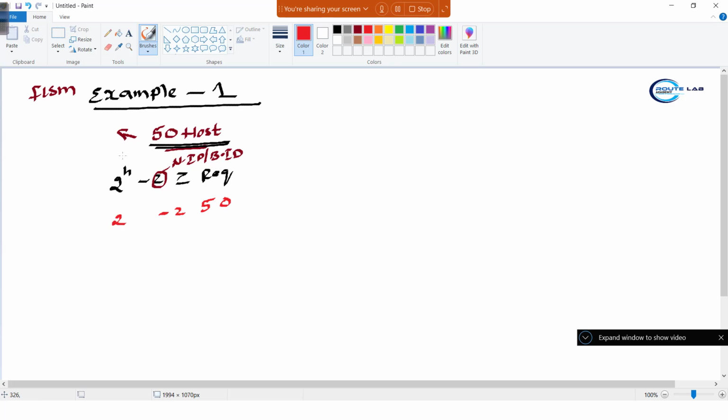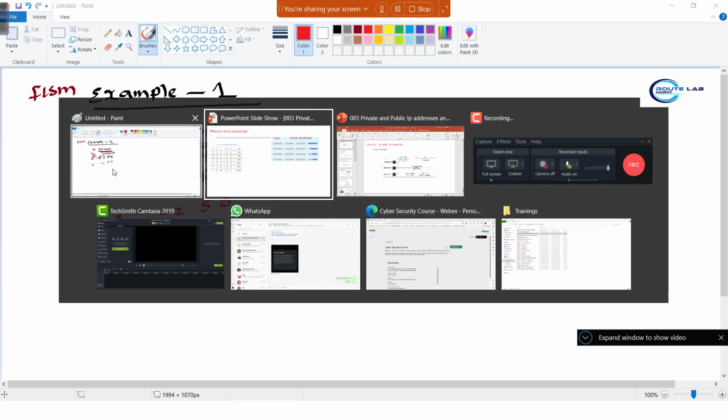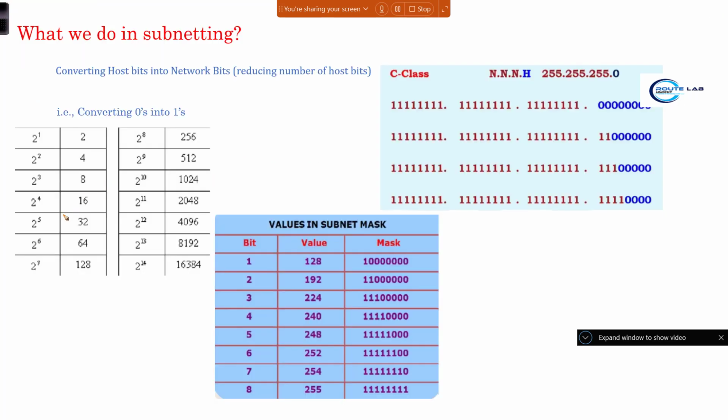And what is the h value? The h value is nothing but your 2 power table. So if you go back and see this 2 power table, what is the nearest possible size? My requirement is 50. 2 power 6 satisfies my condition, supporting around 64 addresses. But if I go with 2 power 5, it supports only 32 addresses. But my requirement is 50, right? So then we need to go with the 2 power 6 value.